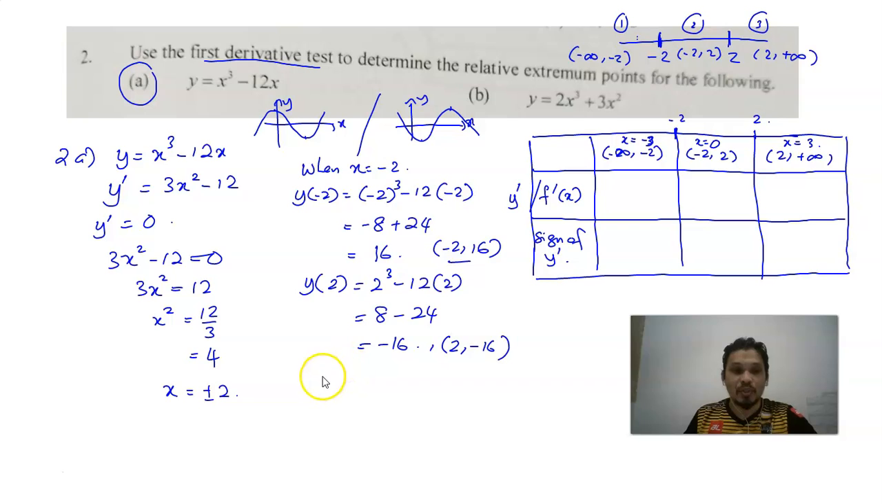Okay, so let's come up with y prime at x equals negative 3. 3 times negative 3 squared minus 12. Negative 3 squared equals 9, and 9 times 3 equals 27. 27 minus 12, which is 15.